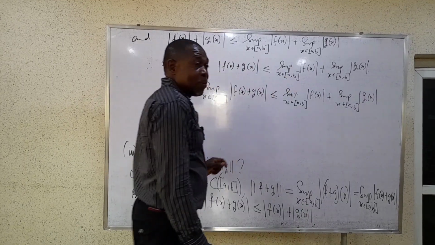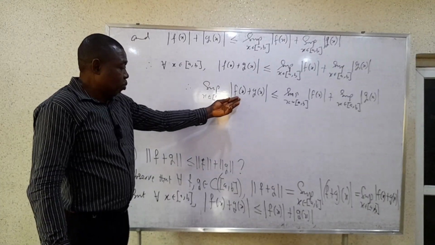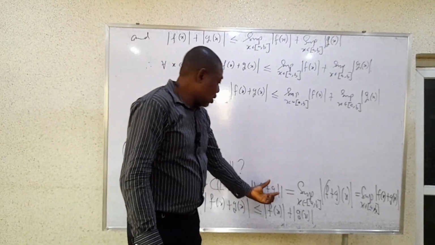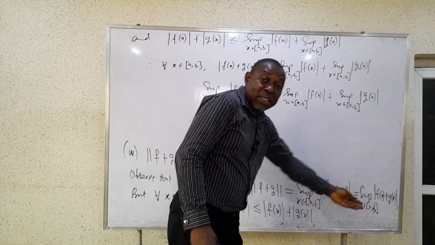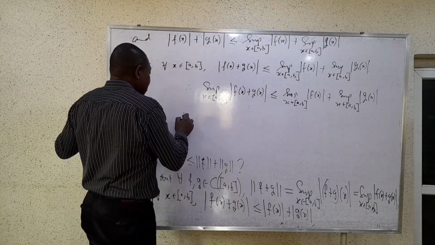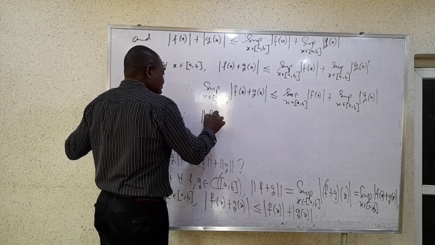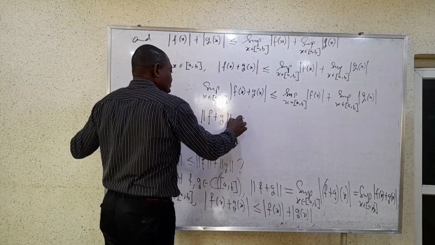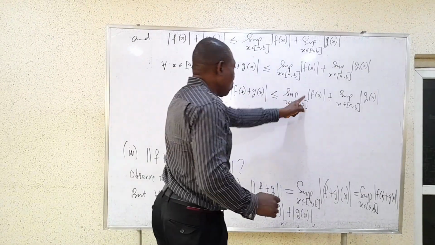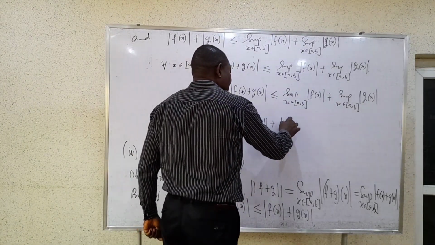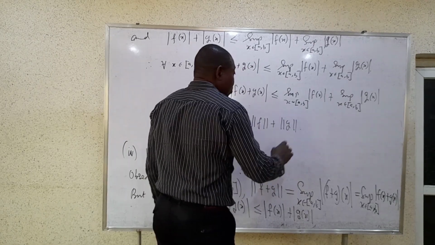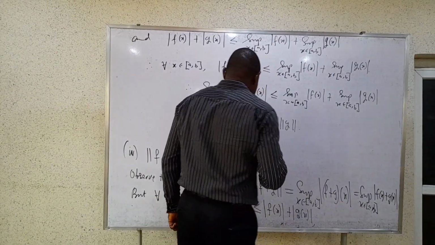This is where we are. But what is this supremum, from what we just identified? This is nothing but this, which is exactly this. And then what does that mean? This means therefore that this for f plus g is less than or equal to this one for f plus that one for g. And that completes the proof.